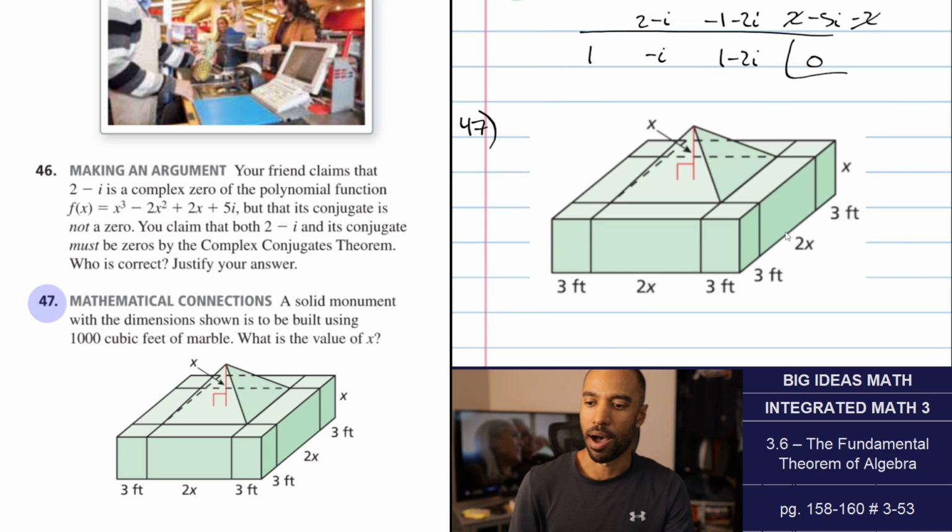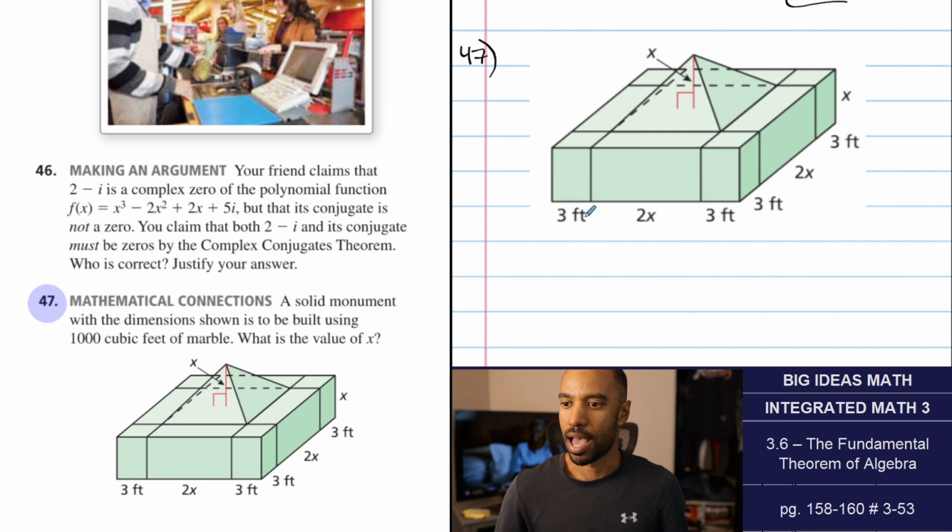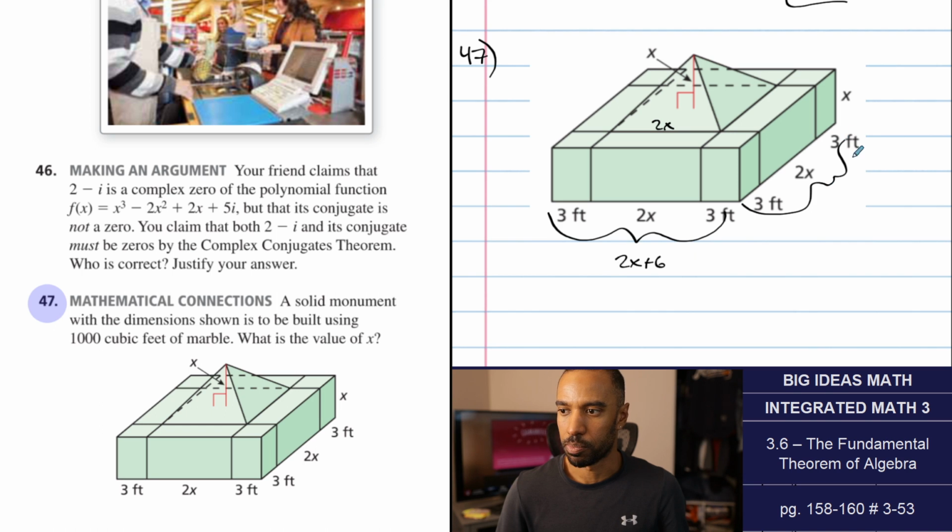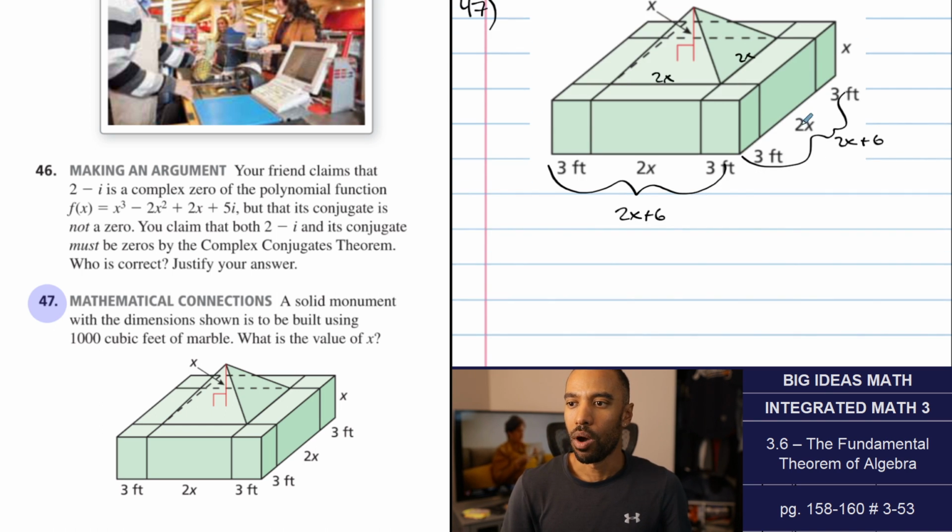So the bottom has 2 3s right here and then a 2x. So this base edge is 2x plus 6. Oh, I guess that means this is 2x. And this is also 2x plus 6. And this is also 2x there. Okay, perfect. So what we have here are volume of object, I'm going to call this object 1 and object 2.